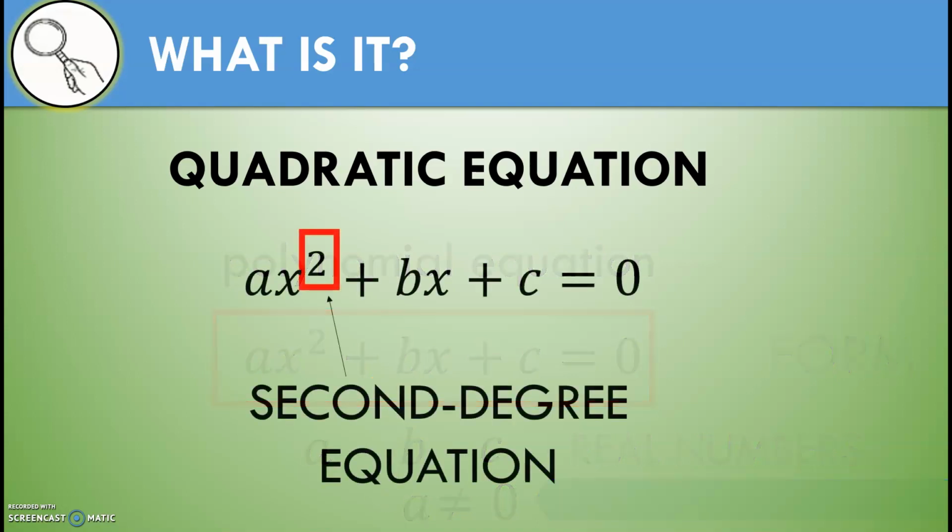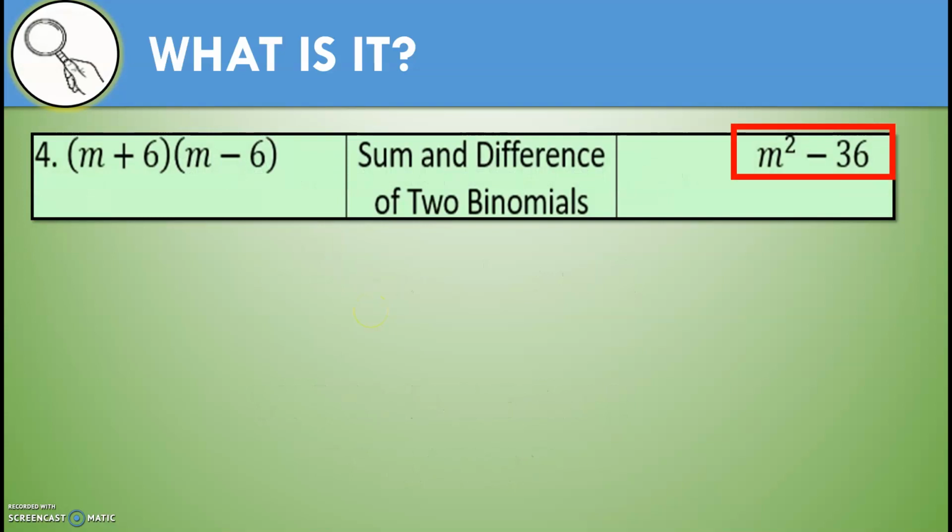Moving on. A quadratic equation, ax squared plus bx plus c equal to 0, is a second degree equation. So how are you able to identify if it's a second degree equation? Okay, that is in the red box na. It should have the exponent of 2. Here in number 4, is it a quadratic expression? Yes, it's a quadratic expression. If we equate it to 0, it's a quadratic equation na.